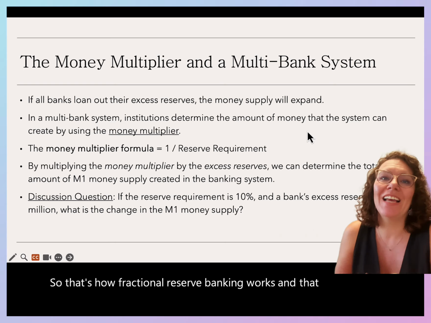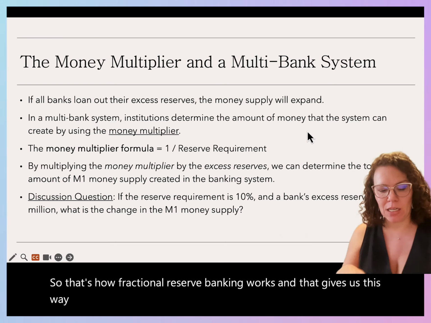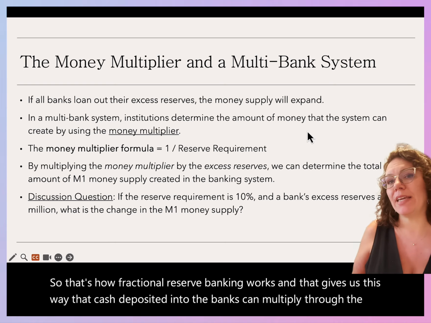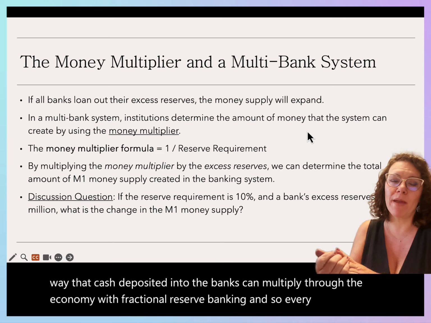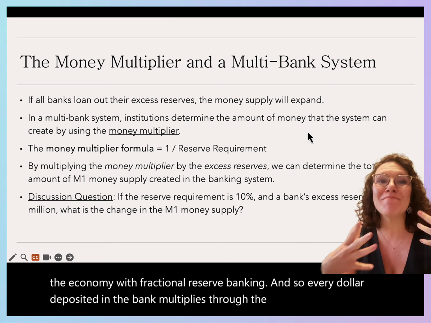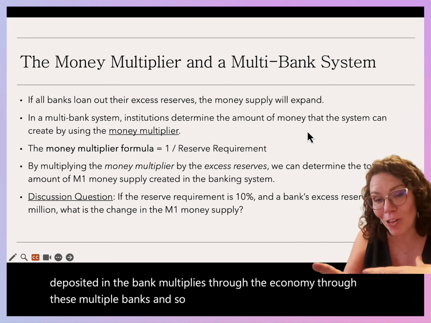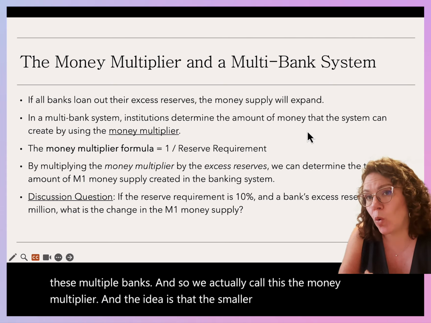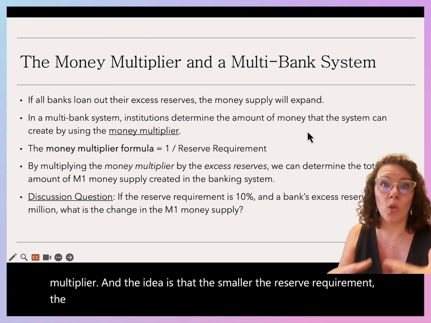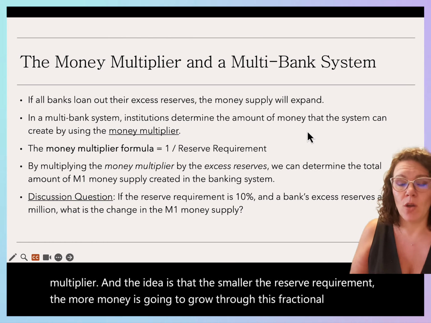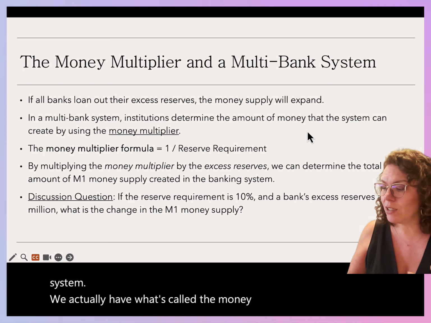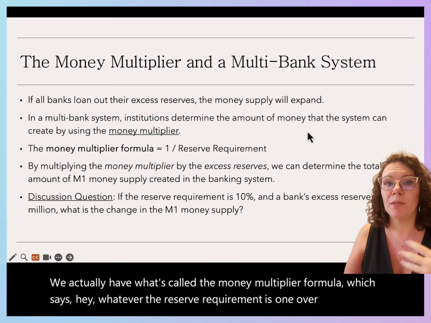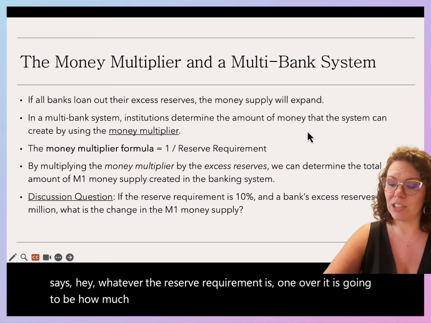And that gives us this way that cash deposited into the banks can multiply through the economy with fractional reserve banking. Every dollar deposited in the bank multiplies through the economy through these multiple banks. We actually call this the money multiplier. The idea is that the smaller the reserve requirement, the more money is going to grow through this fractional reserve system. We have what's called the money multiplier formula, which says whatever the reserve requirement is, 1 over it is how much money multiplies through the system.